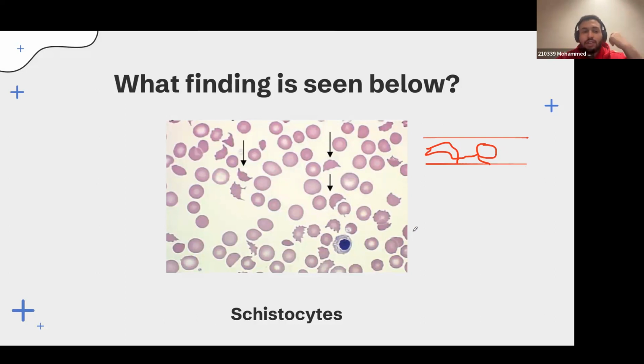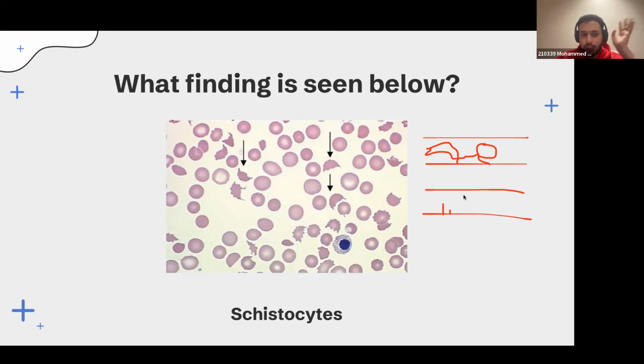Other than that, you have TTP. TTP is due to a mutation in something called what? What's the protein that's defective in TTP? ADAMTS13. Perfect. ADAMTS13 is important because it cleaves a certain protein, von Willebrand factor. Von Willebrand factor, as you already know, aggregates and causes platelet binding.